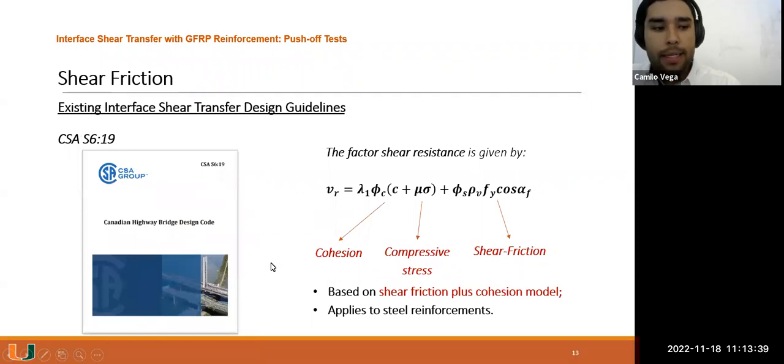Another code is the Canadian standard. This code is also based on the shear friction plus cohesion model. So you can see that the equation is similar to the one seen previously in the AASHTO code, with a slight difference in the way the variables are presented, but in the end, it considers the same parameters: cohesion, the compressive stress, and the shear friction.